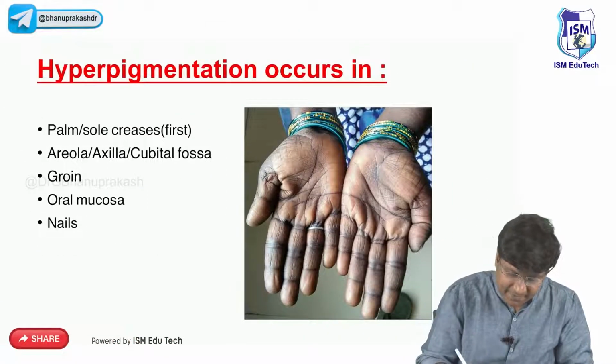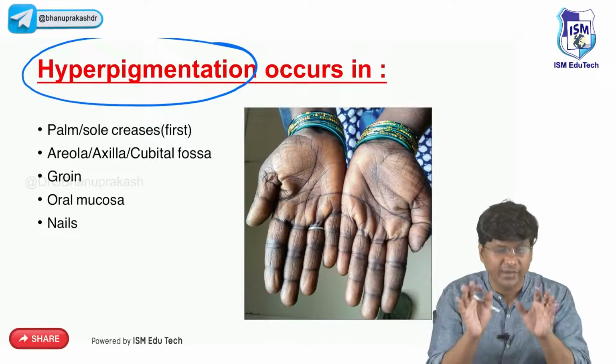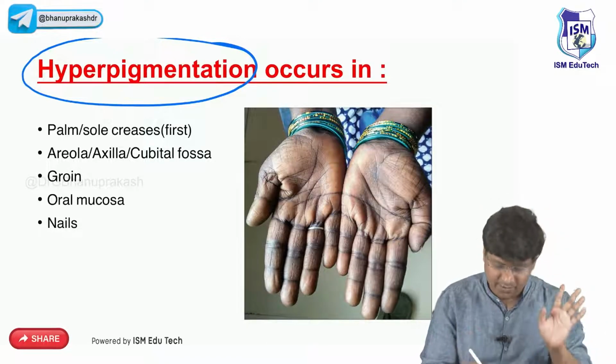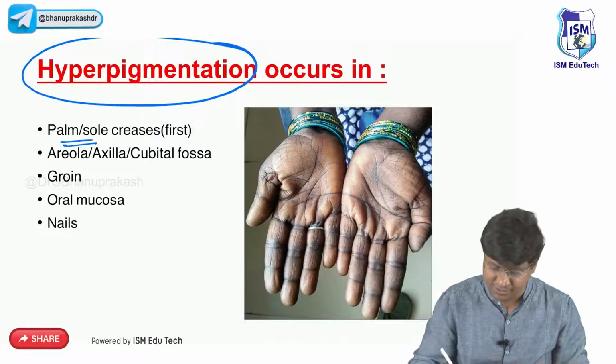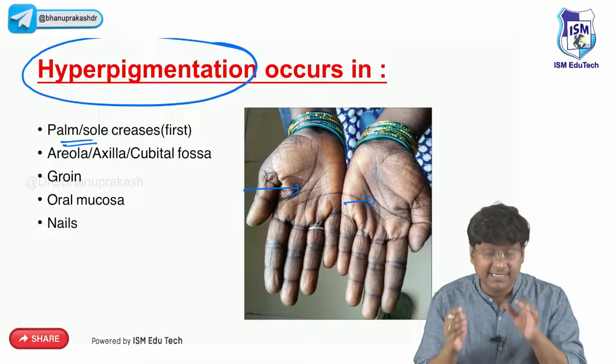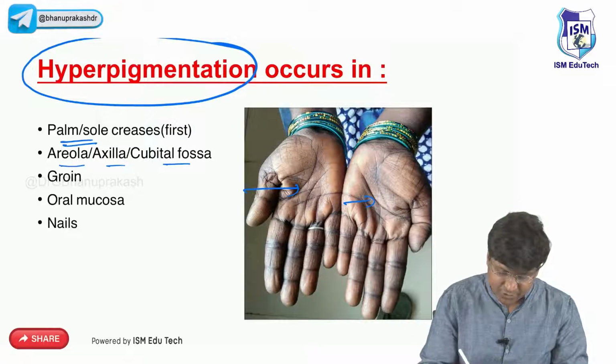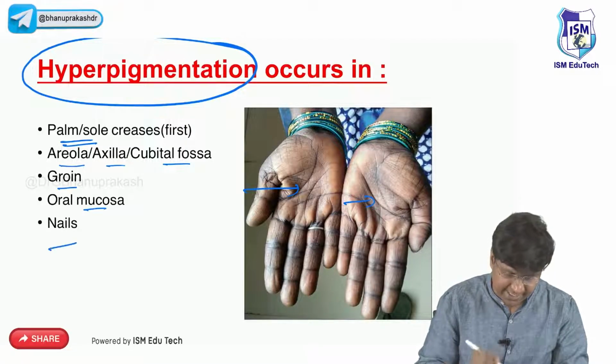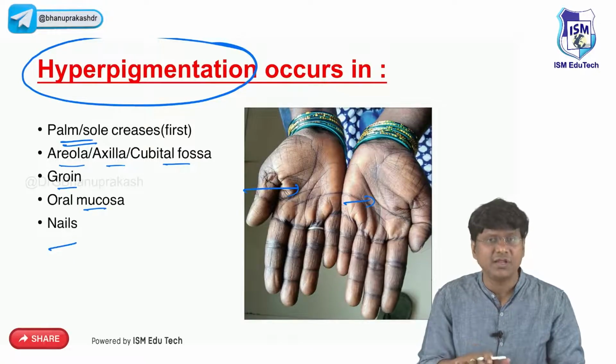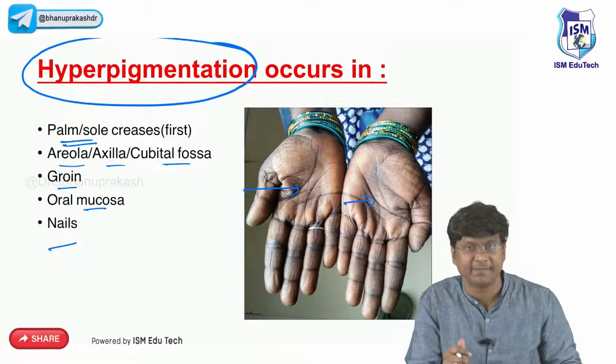And in hyperpigmented skin, in case of Addison's, where exactly you will observe? That is mainly within the palm as well as sole creases. So you can observe that here. And the other places where you can have the hyperpigmentation are the areola, axilla, cubital fossa, groin, oral mucosa, as well as the nails. So these are all the places where you can have the hyperpigmented skin.